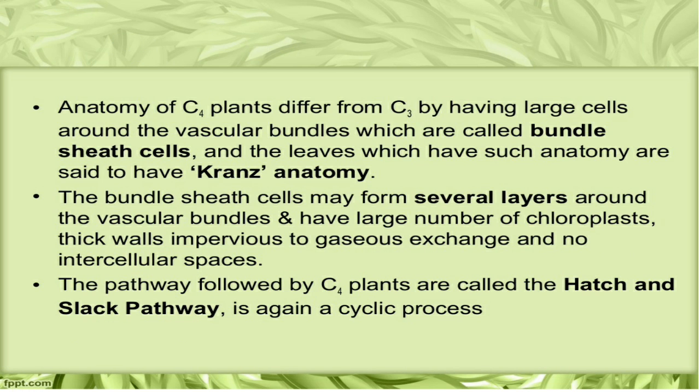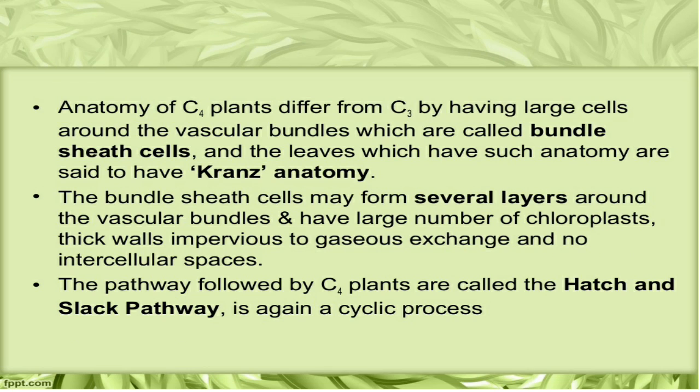The anatomy of C4 plants differs from C3 by having large cells around the vascular bundles, which are called bundle sheath cells, and the leaves which have such anatomy are said to have Kranz anatomy. The bundle sheath cells may form several layers around the vascular bundles and have a large number of chloroplasts, thick walls, impervious to gaseous exchange, and no intercellular spaces.